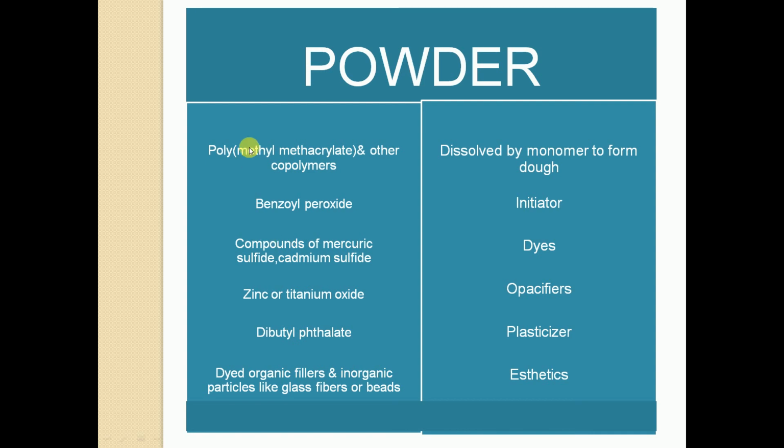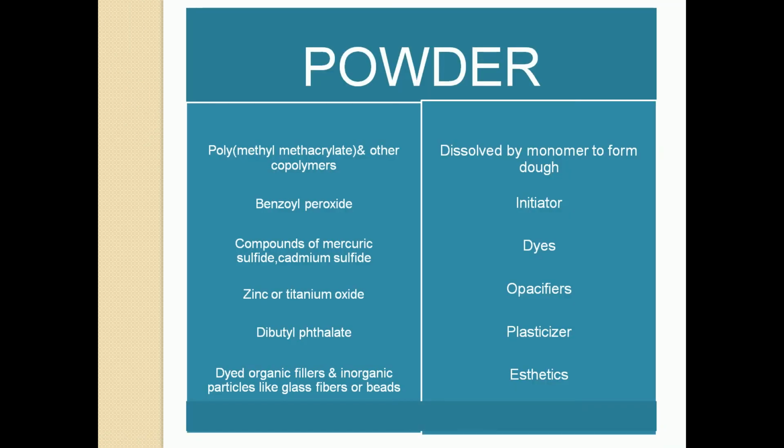In the powder you have the polymethyl methacrylate and the other copolymers. The basic function is to be dissolved by the monomer to form a dough stage. Benzoyl peroxide acts as an initiator. Compound of mercuric sulfide and cadmium sulfide acts as a dye. Zinc or titanium oxide acts as an opacifier. Dibutyl phthalate acts as a plasticizer. Dyed organic fillers and inorganic particles like glass fibers or beads serve an aesthetic purpose.